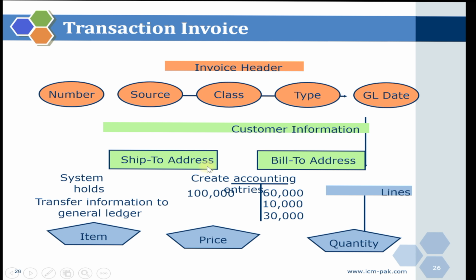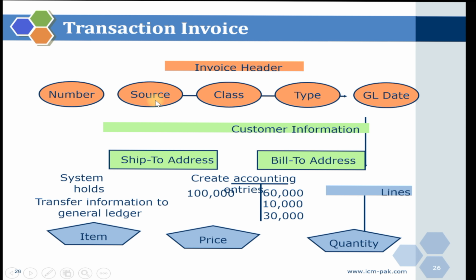Now the next part is invoices. You will issue the invoices to your customers through Oracle Receivables. For each invoice there will be an invoice header section, customer information, and invoice lines. In the invoice header section there will be the invoice number and the invoice source.